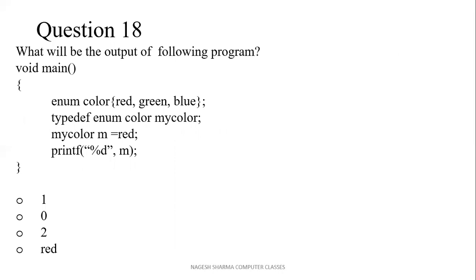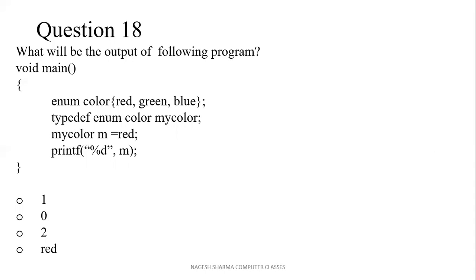In this program, you can see you have declared some enumerated data type, enum color. It contains 3 naming constants. First, red will store 0, green will store 1, and blue will store 2, because you have not explicitly assigned any value to them. By default their value will start from 0, and every next value will take the value that is 1 more than the previous value. So red is 0, green is 1, blue is equal to 2.